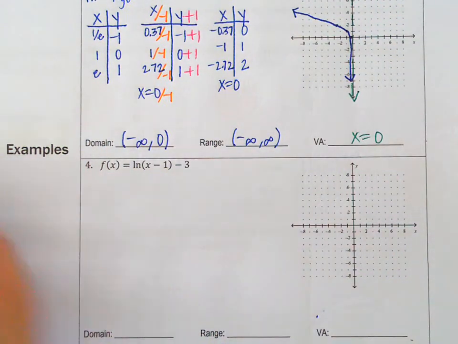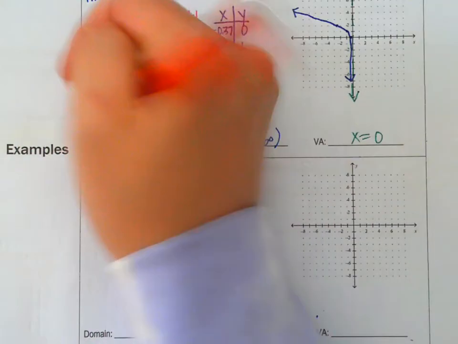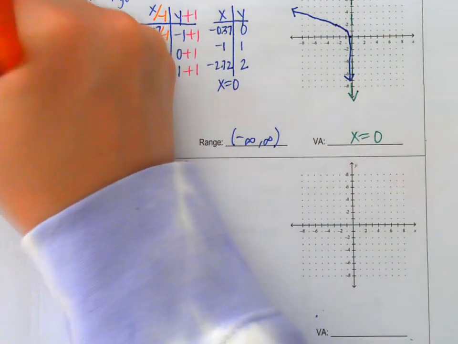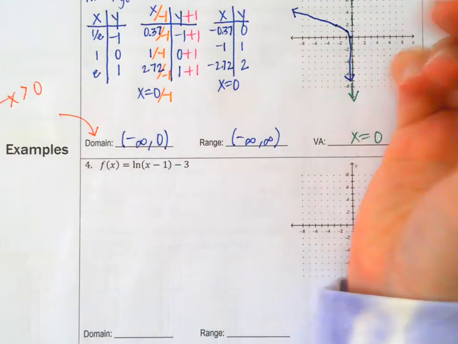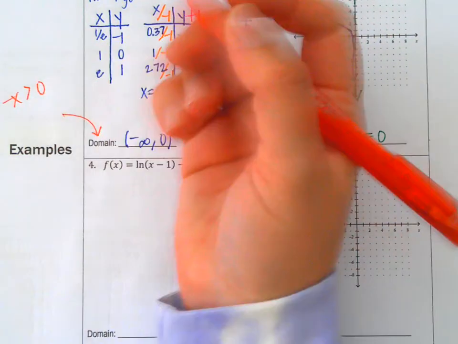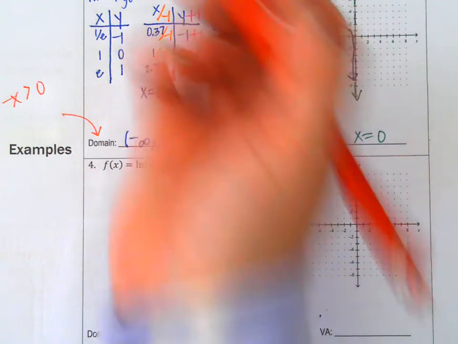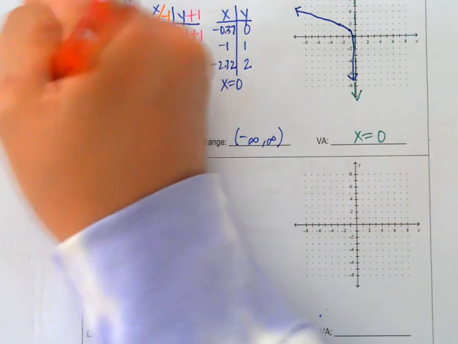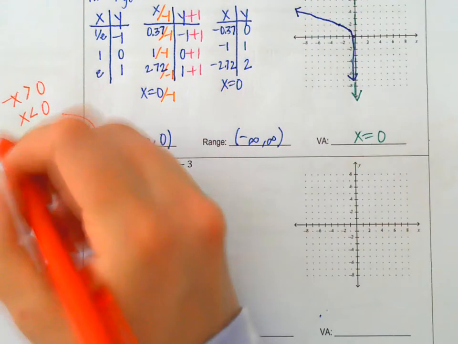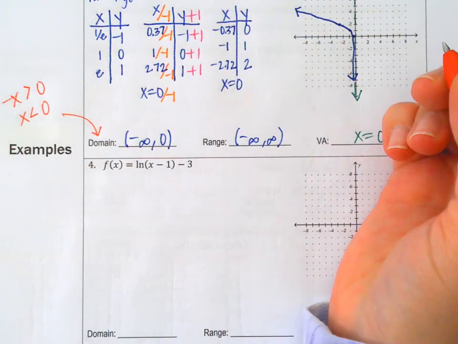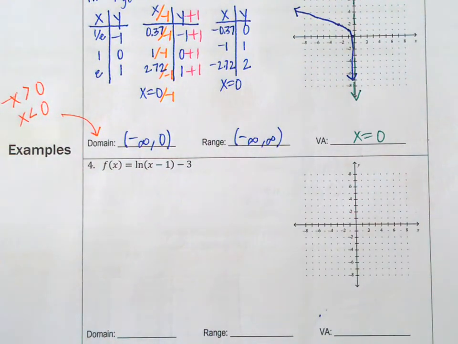Or we can do that little trick. We set the argument, which is negative x, greater than 0. But then when I divide both sides by a negative, I have to flip the inequality symbol. And so that's why we get x is less than 0. Either way you want to do it is great.